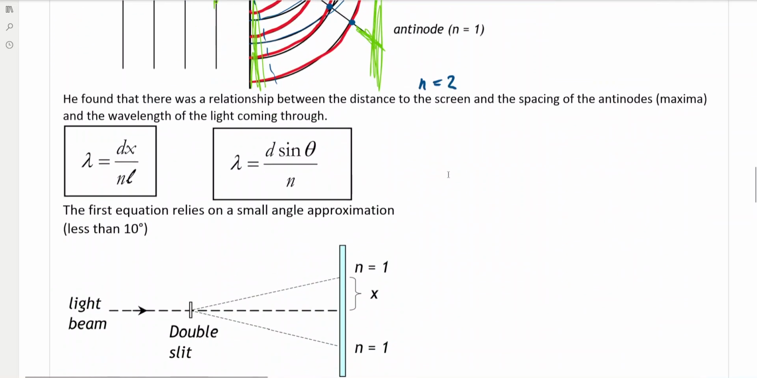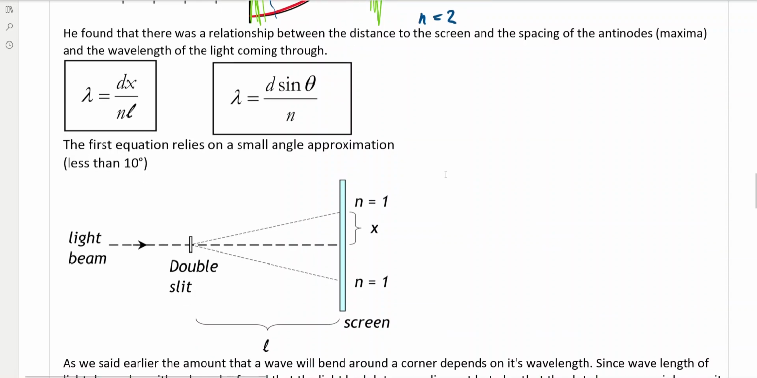He found there's a relationship between the distance to the screen and the spacing of the antinodes, or the maxima, and the wavelength of the light coming through. So here's the formula. It's important to note that the first equation relies on small angle approximation. We know the second equation is the correct equation: sine theta equals, well, we know it's opposite over hypotenuse.